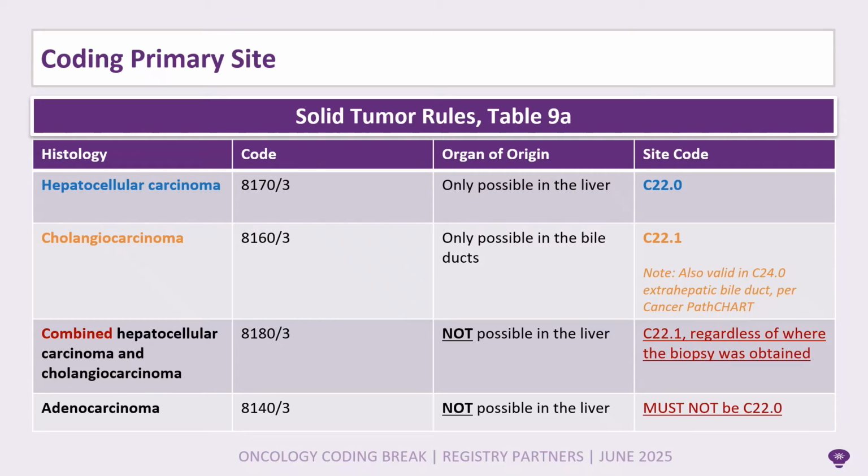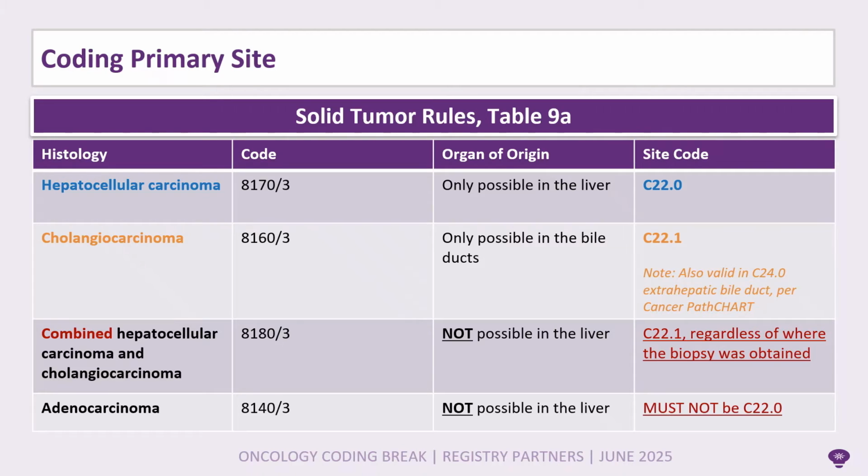So hepatocellular carcinoma is 8170/3 and is only possible in the liver. That's where those hepatocytes are found. This is a cancer of those hepatocytes. So that's C22.0. The cholangiocytes are found in the bile ducts. So cholangiocarcinoma 8160/3 is only possible in the bile ducts.